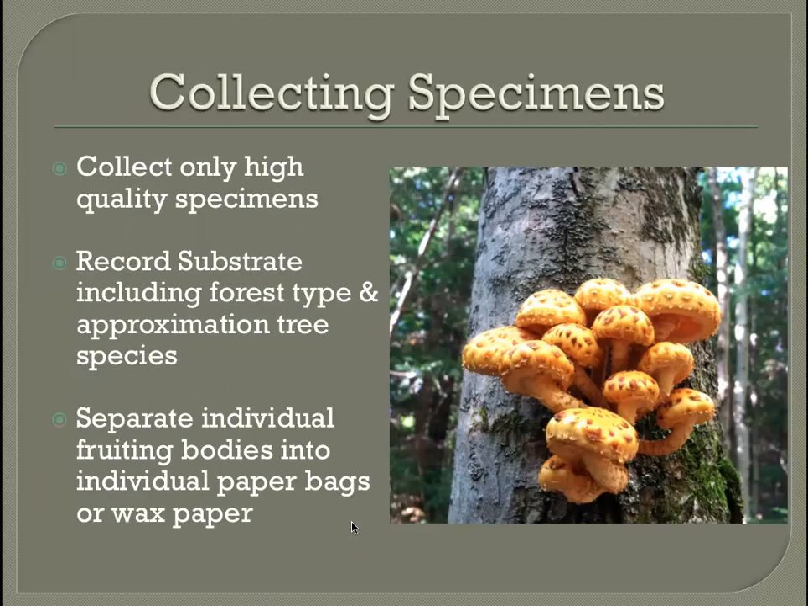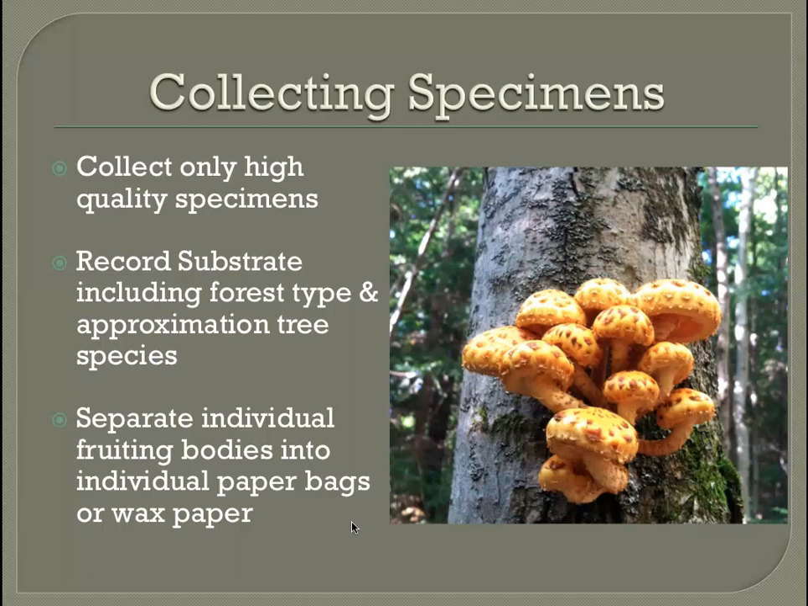And some things to really look for when we're doing this, of course, we're looking for the substrate, the trees, the forest type, the tree species. We can collect individual fruiting bodies also into our basket with wax paper or individual paper bags or sandwich bags. We can keep all of those mushroom fruiting bodies separate from each other and cataloged really well in our basket as we're out exploring and collecting.